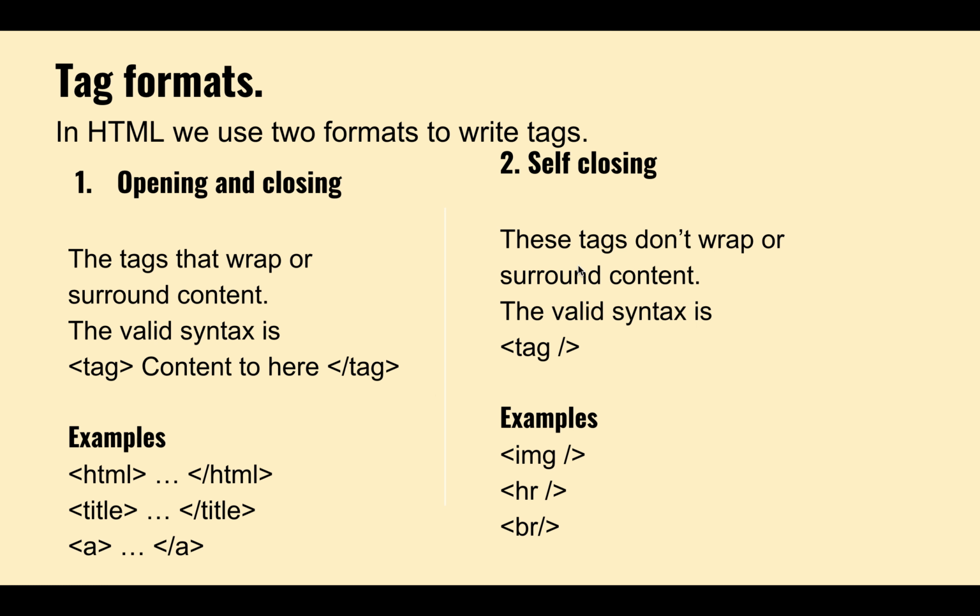Whereas the self-closing is about a tag closing itself, because these tags usually do not wrap around content. So for example, the image tag is written like this, starting with a less than symbol, then the word img, then a forward slash, then a greater than symbol, and that's how a self-closing tag is written.